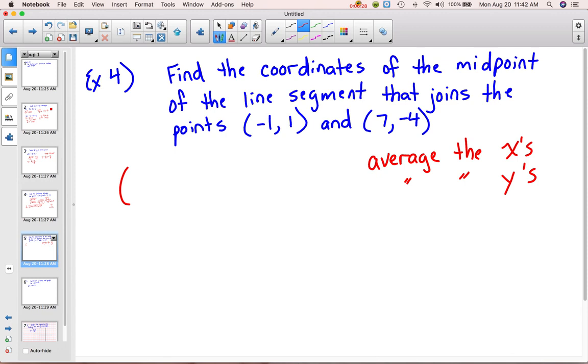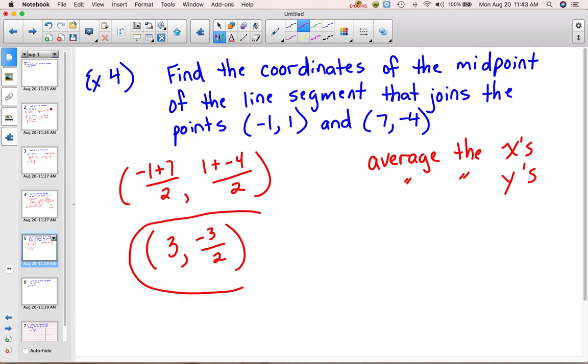So we're going to get -1 plus 7 divided by 2 and 1 plus -4 divided by 2. So we get 6 over 2 is 3, and -3/2, and there's your midpoint. Okay, so just think of it as averaging.